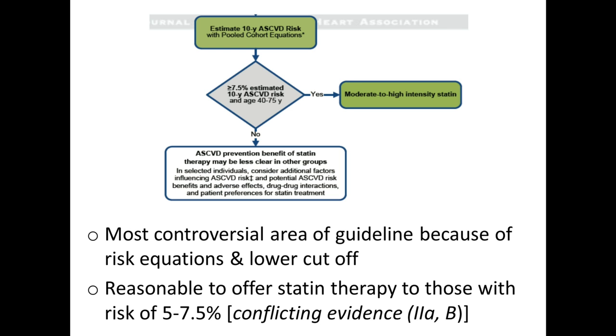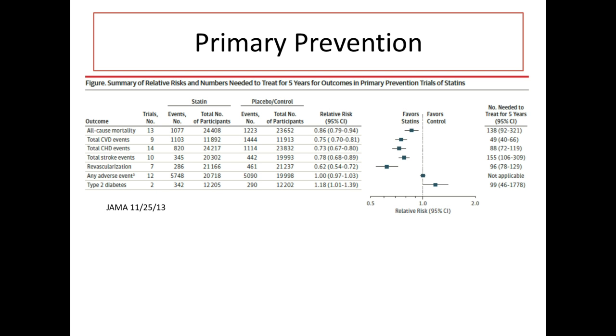And the authors furthermore say, even though it's not on this graph, that it's reasonable to offer statin therapy to those whose risk is a little lower, between 5 and 7.5%. And this was based on conflicting evidence, so it gets a little bit lower grade. And we'll talk again about this concept of deciding whether to start lower risk people on statin therapy in a few slides. So let's look at some data on primary prevention and see if it makes sense to do this.